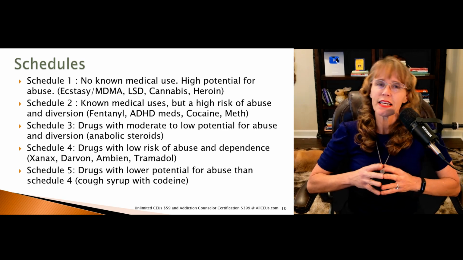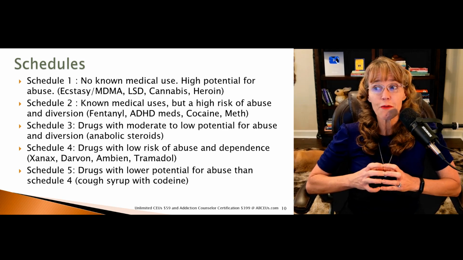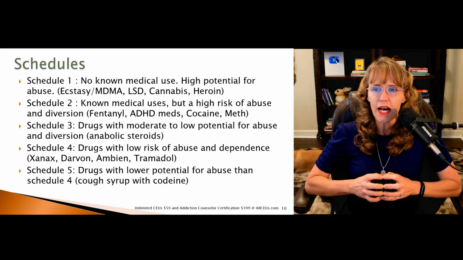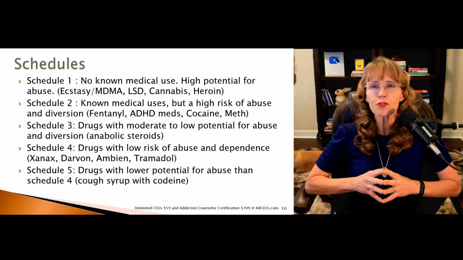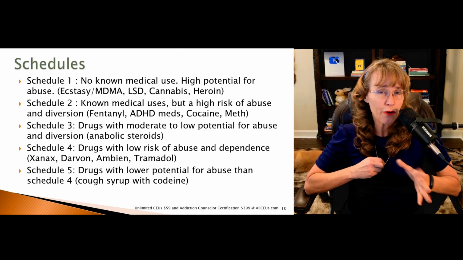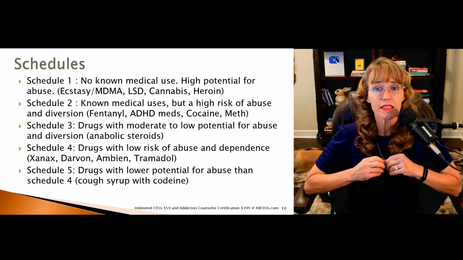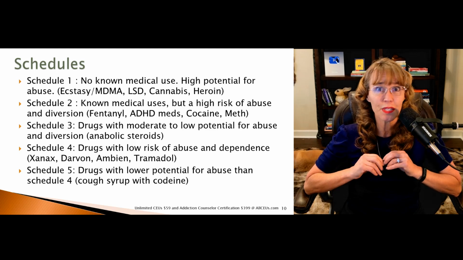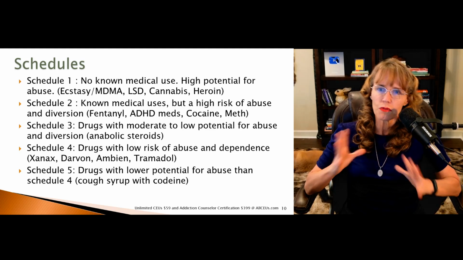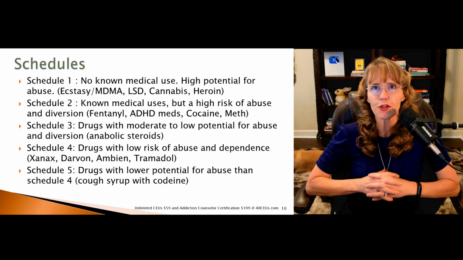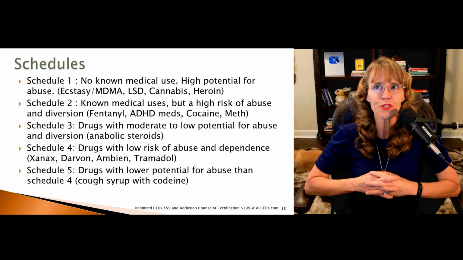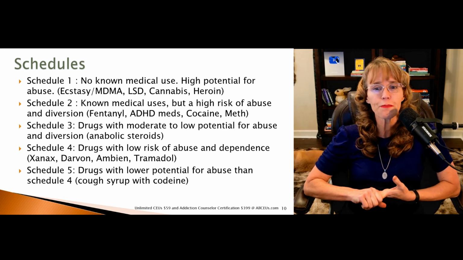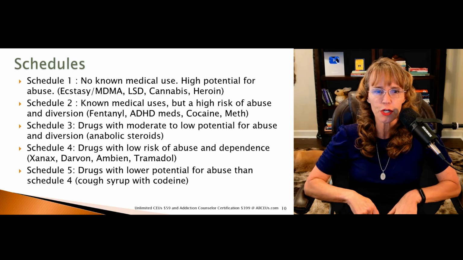Schedule 4 drugs, and this one made me laugh. Drugs with a low risk of abuse and dependence, including Xanax, Darvon, Ambien, and Tramadol. I've worked with people in substance abuse for many years, and I know today we're talking about stimulants, but Xanax and Darvon and Darvocet are very commonly abused and misused by people. So just because it's a Schedule 4 and your person is on it, don't assume that they're using it as prescribed. And then Schedule 5, these are the drugs with lower potential for abuse than Schedule 4, like cough syrup with codeine.